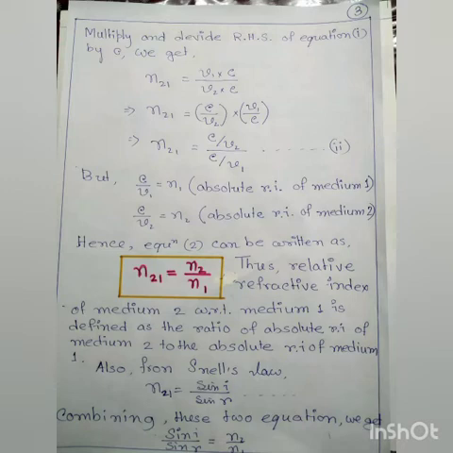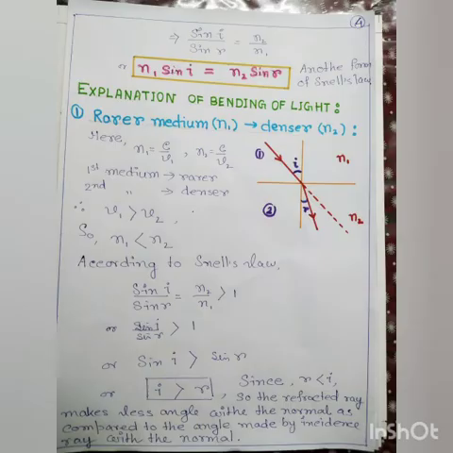Now we will compare this relation with Snell's law. What have we learned in Snell's law? In Snell's law, n21 is equal to sin i by sin r. Now just combine these two equations. What we will get? Sin i by sin r equals n2 by n1, or n1 sin i equals n2 sin r. Just cross multiply them, we will get this relation. This is also another form of Snell's law.